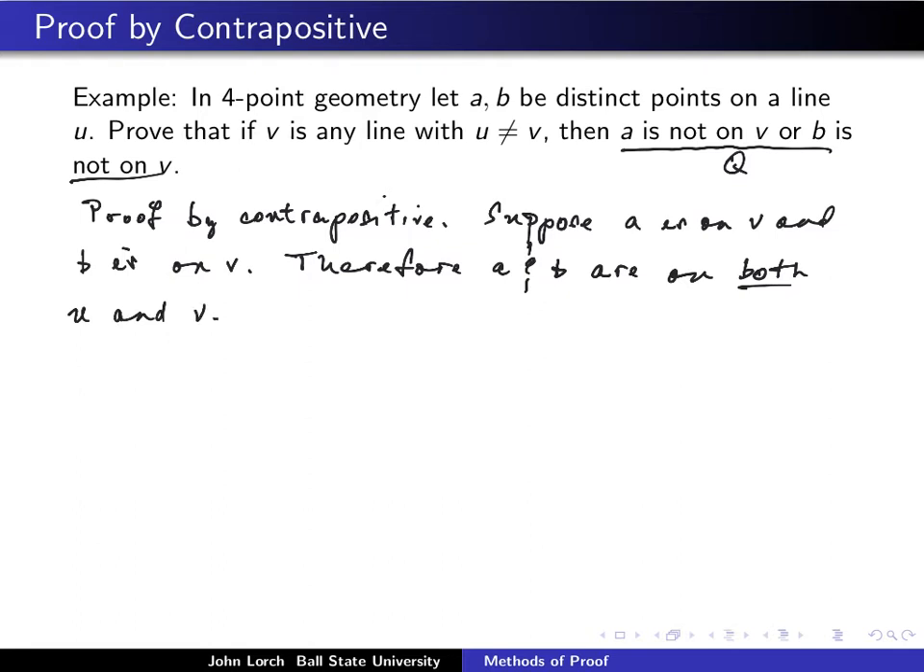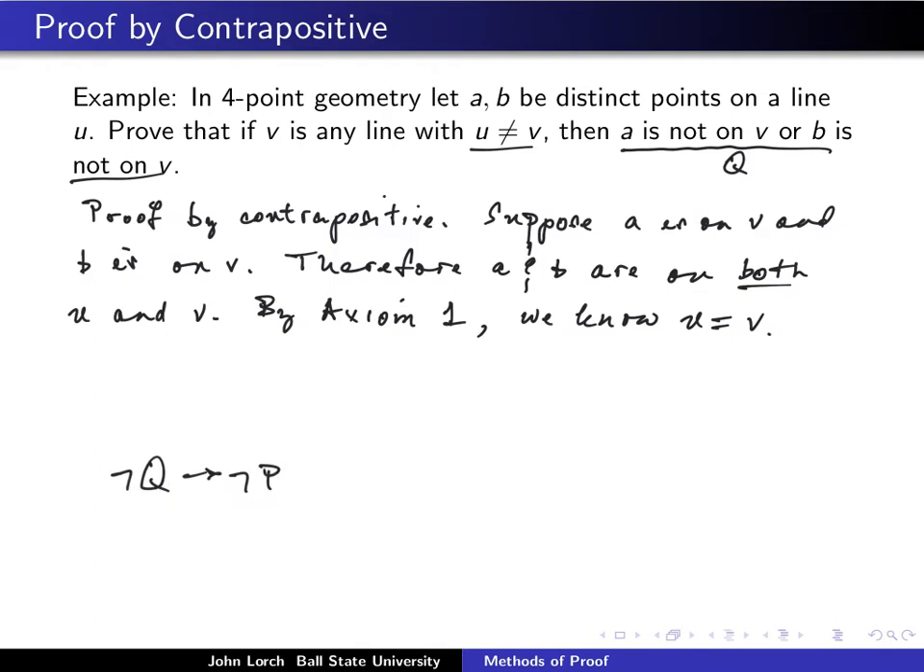Now, if you remember the axioms from 4-point geometry, axiom 1, I believe, says that for any 2 distinct points, there's a unique line that both of them are on. So by axiom 1, we then know that U has to equal V. And if you look now, we're finished with the proof, because this statement P, we want to start with not Q and conclude not P. But not P, the negation of this statement, would be that U does equal V. And so this is the end of the proof.